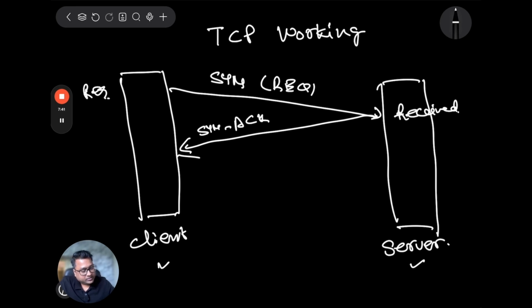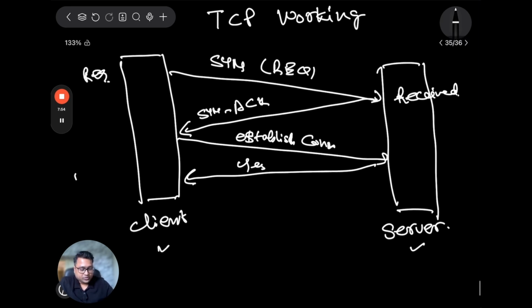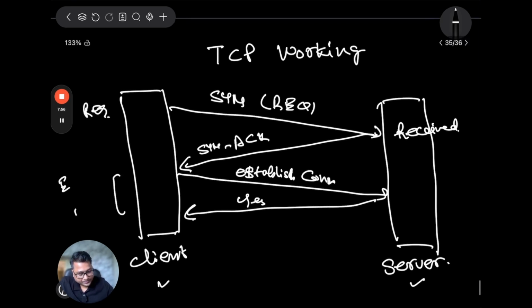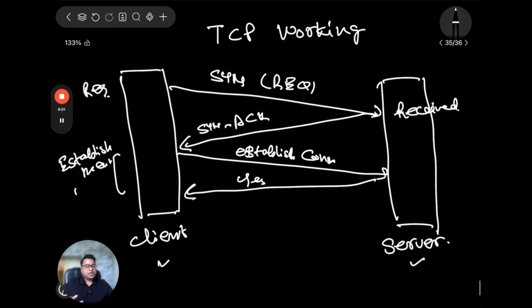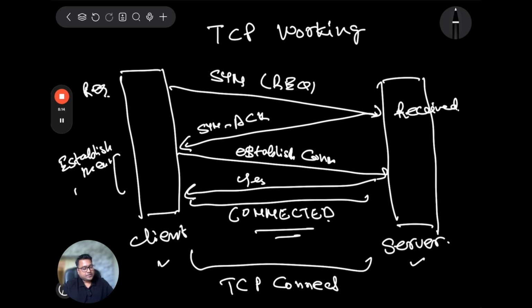Then the client will send, okay, establish connection, and then the server will say yes. So this was the part of your establishment. So now your network is connected. You are connected now, right? Now this is your TCP connection made.